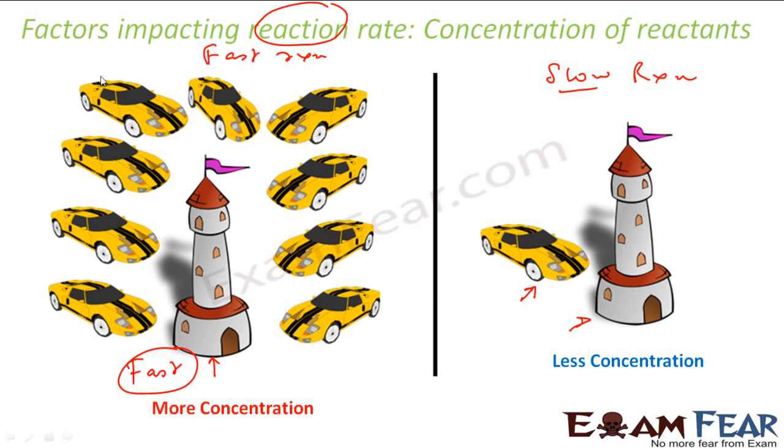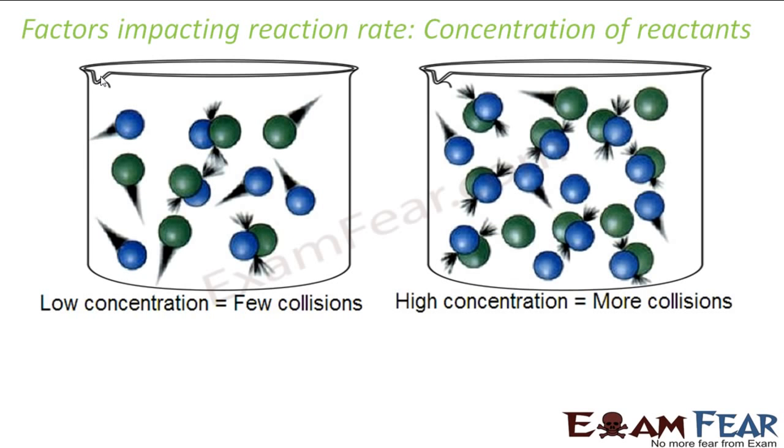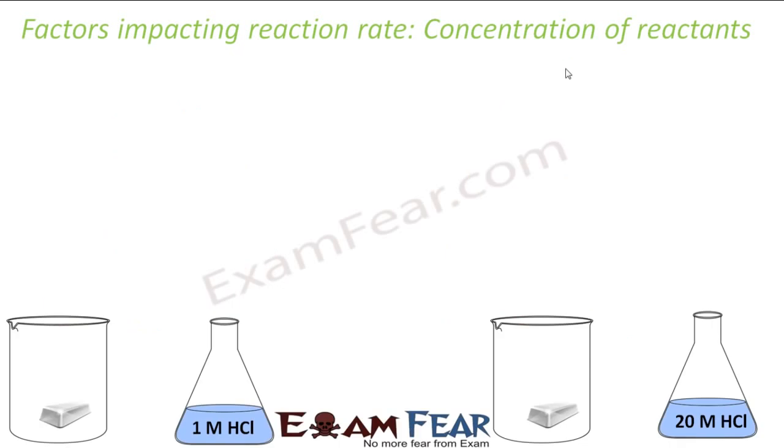We'll take some examples of this. If you increase the concentration, that means more molecules, that means more collisions. More collisions mean more probability of getting product. Less concentration on the left hand side means fewer collisions, and fewer collisions mean less probability of getting product. So the rate is slow here, and it is fast there.